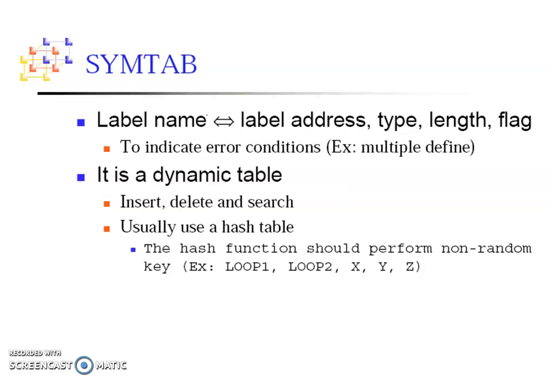SymTab consists of the label name, label address, type, length, and flag. It helps in indicating the error condition also. It is a dynamic table. It helps in inserting, deleting and searching for any symbols that are used in the program. Usually it uses a hash table. The hash function should handle non-random keys, for example, loop1, loop2, XYZ.